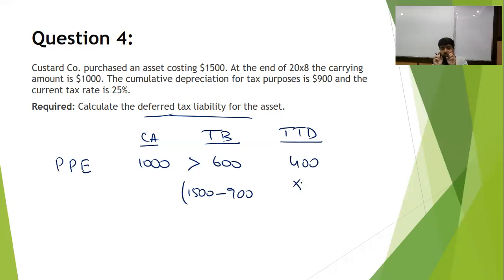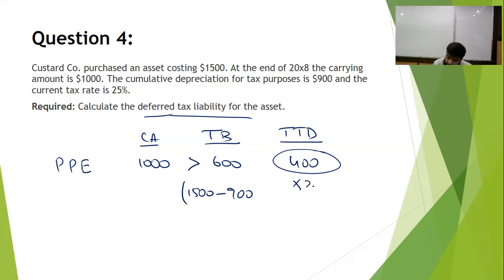One more thing that students usually make a mistake on: they normally consider this 400 as a deferred tax liability. It's not the deferred tax liability. The difference between the carrying amount and the tax base is the taxable temporary difference of $400. So we'll recognize the deferred tax liability on this.